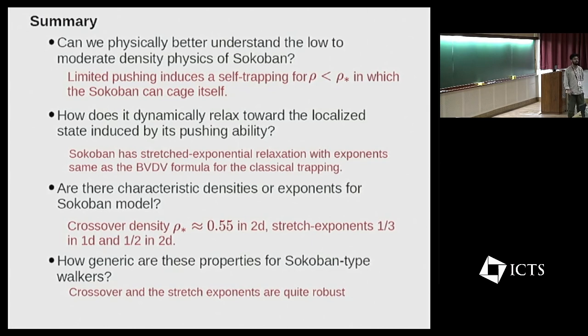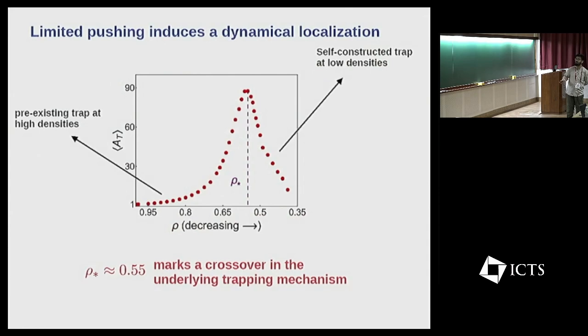Does this occur for all rho less than rho star? Sorry? This self-trapping, does it occur for all rho, even very small rho less than rho star? If rho is very much smaller than rho star, no, we couldn't do simulations beyond this. So till here we see that, but it's not obvious whether it will extend beyond this regime or not.